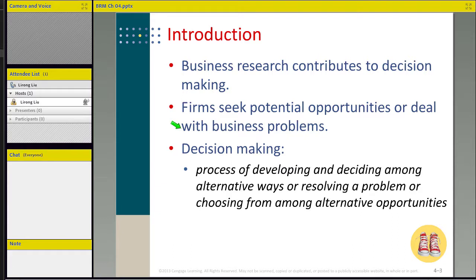Okay, so since business research contributes to decision making, formally, decision making is the process of developing and deciding among alternative ways of resolving a problem or choosing from among alternative opportunities. If you think about it, most of the time, the management have several options, and they just need to know which option would serve the best. Typically, business research can conduct data analysis to determine which option will bring the best decision or which option will bring the highest probability of being successful.